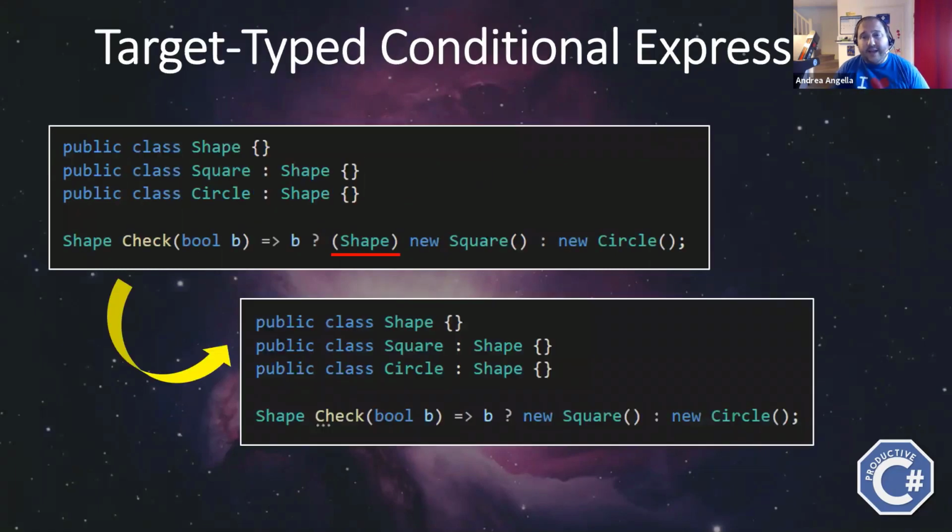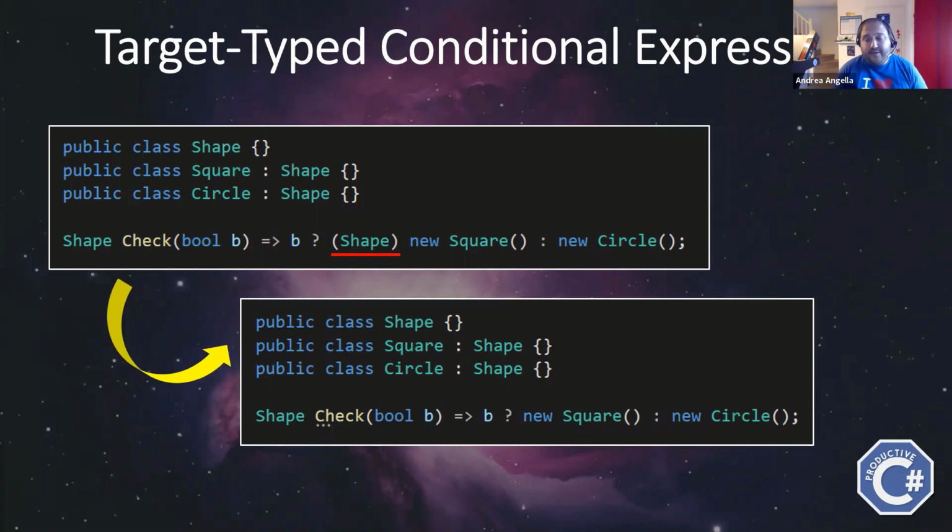Right, so let's have a look at all the other features that have been added in C#9. One of them is the target-typed conditional expression. So if you have a method, for example, that returns a shape and you want to return a square or a circle based on a particular condition, and square and circle are two classes that implement shape, unfortunately, the compiler wasn't smart enough to understand that both square and circle can obviously be assigned to a shape, but you had to explicitly add a cast. That was very, very annoying.